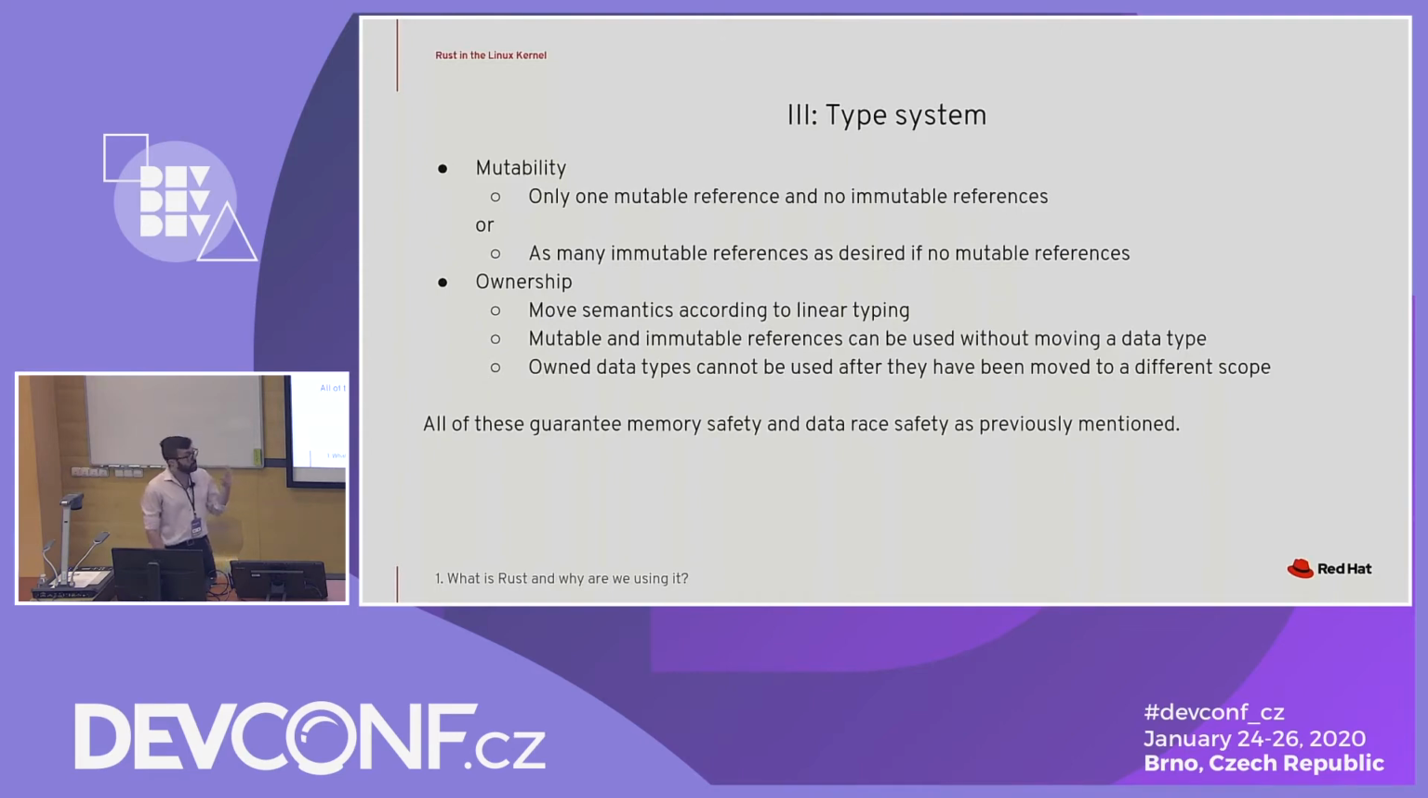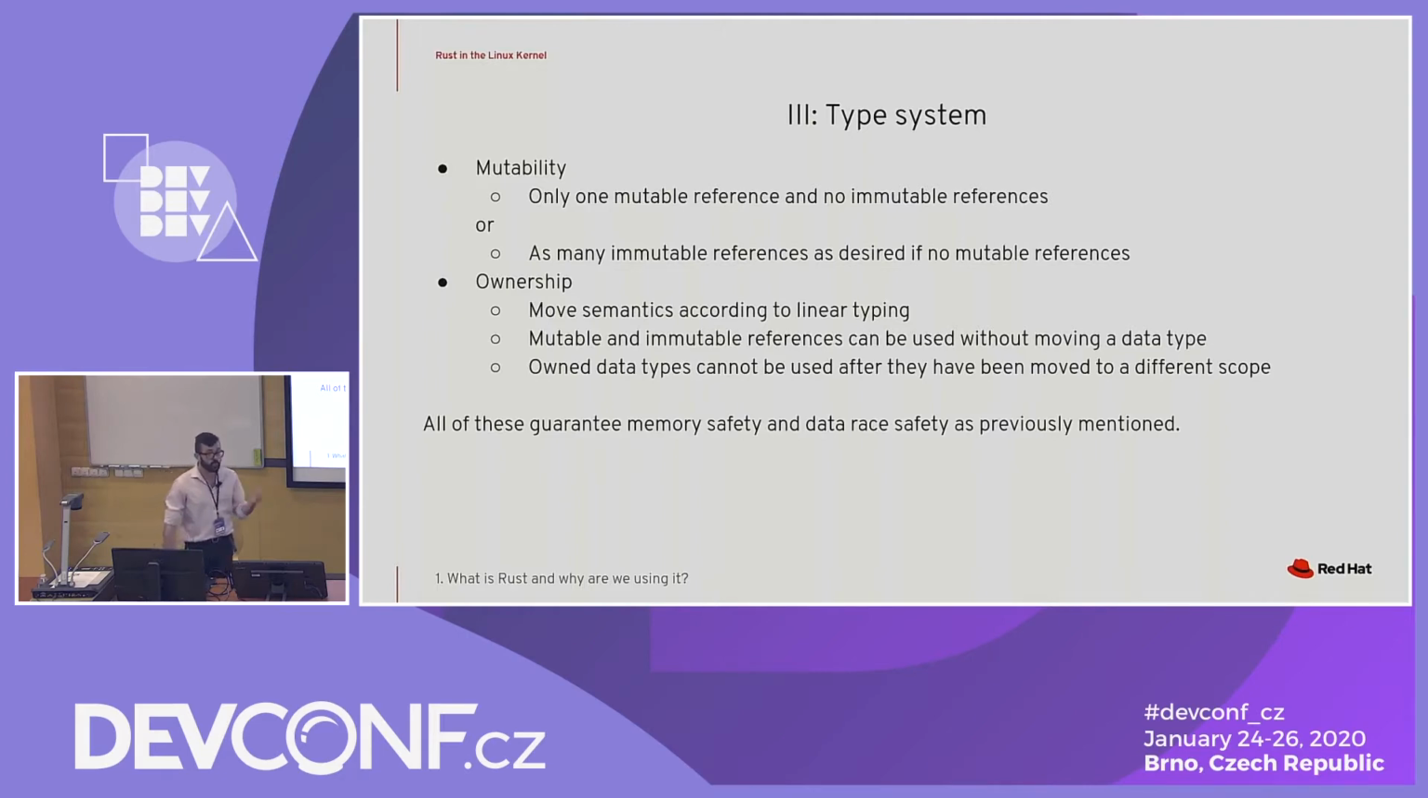We have mutability checks. And what this is going to do for us is we have two rules. We can either have one mutable reference and no immutable references to prevent read-write corruption, or we can have as many immutable references as we want and no mutable references. So you can think of it like a read-write lock at the compiler level.